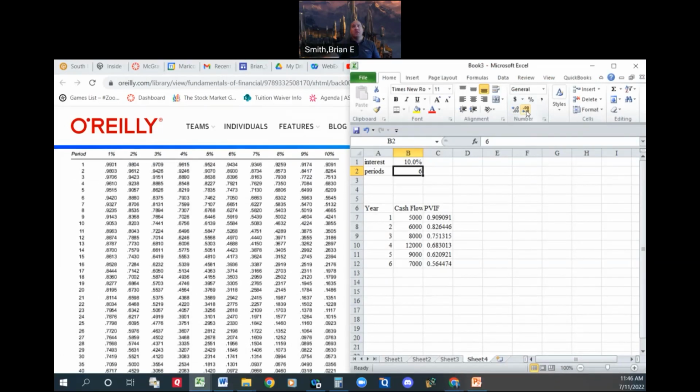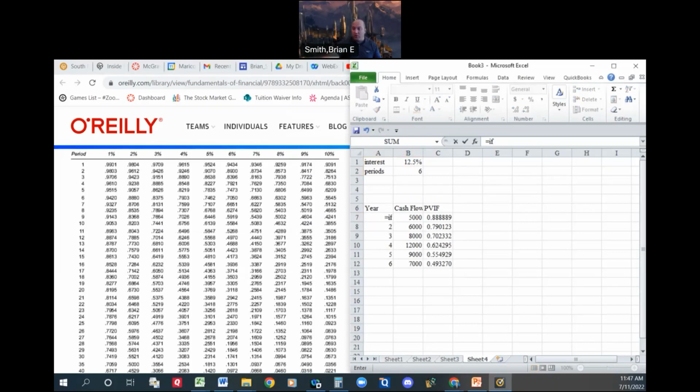Let's go ahead and shrink this down so we can compare apples to apples. There it is. 8264, 7513, 6830, 6209. Look at that. We are spot on, except ours are going to be precise. We'll have more accurate numbers than we would using the tables. And that's why I do this. The reason I set this up is you can change this interest rate to whatever you want. You could change the periods to whatever you want. Okay? 12.5%.